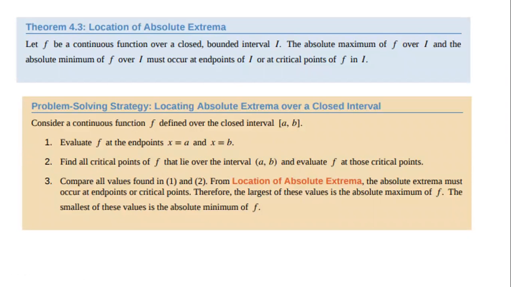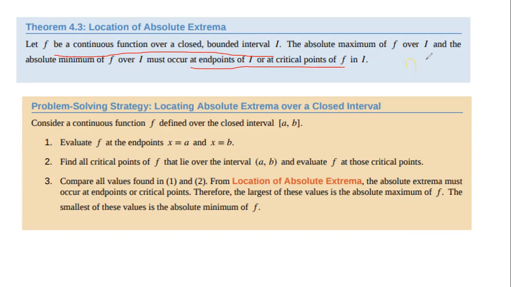Now, location of absolute extrema. Let f be a continuous function on a closed, bounded interval I. The absolute maximum of f over I and the absolute minimum of f over I occur at endpoints of I or at critical points. So the location depends on two things.